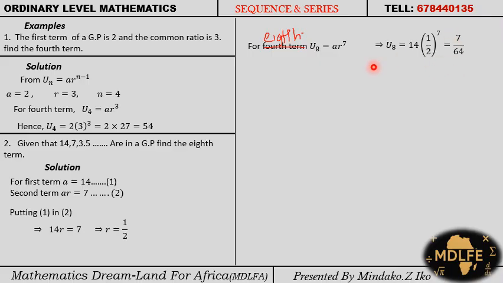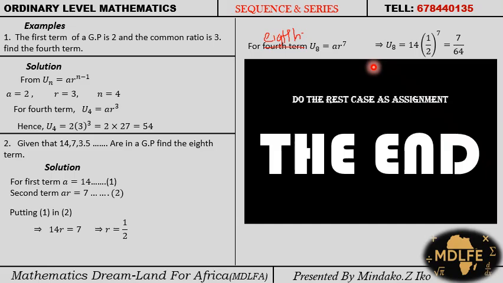Okay, so I think this is the end of the video. Please do the rest of the cases as an assignment. Which two cases are left? The rest I'm talking of, you have to look for the sum of a GP. Go and read the notes on the sum of a GP, and if there is any question you cannot understand, you can reach me on WhatsApp or in the comment section. It depends on you. You can reach me on any part that you think.